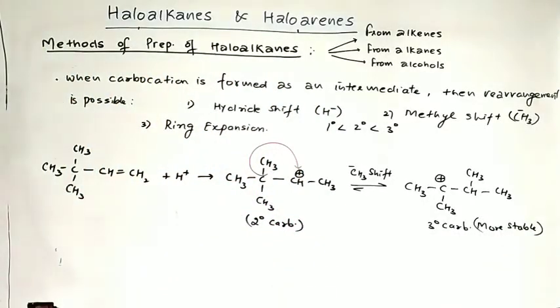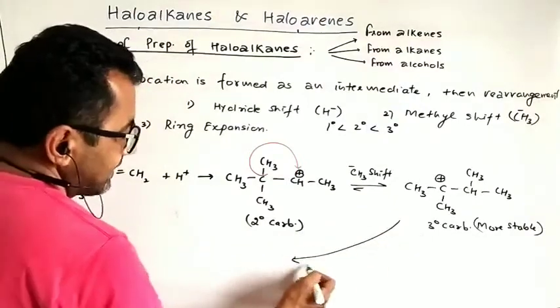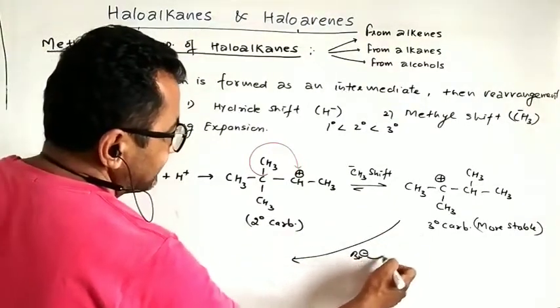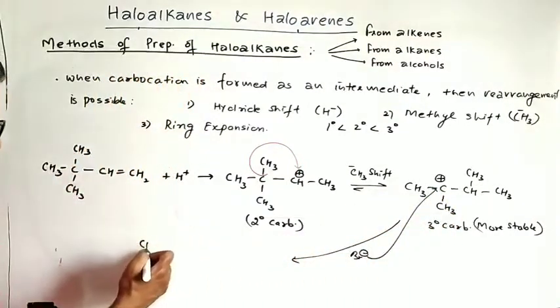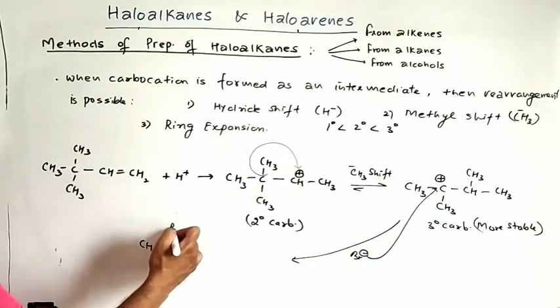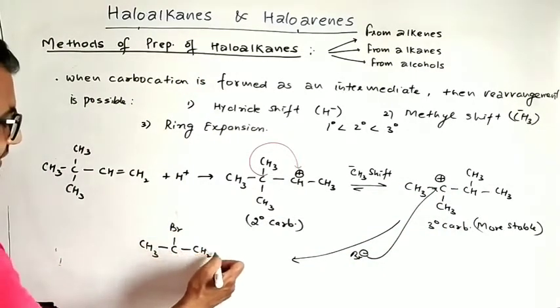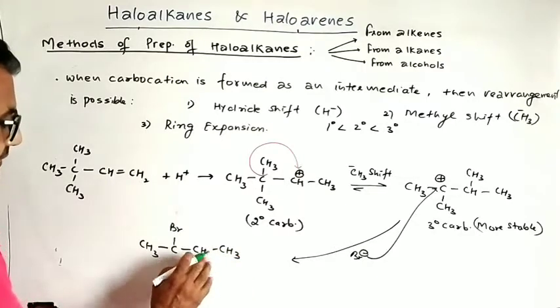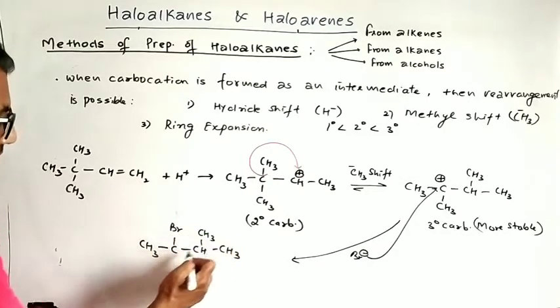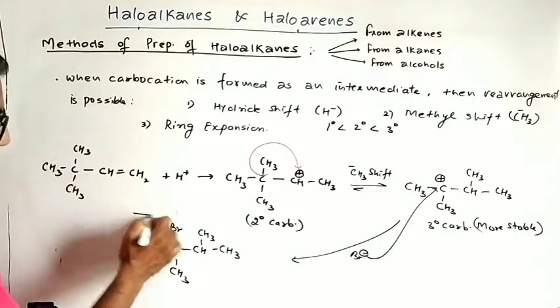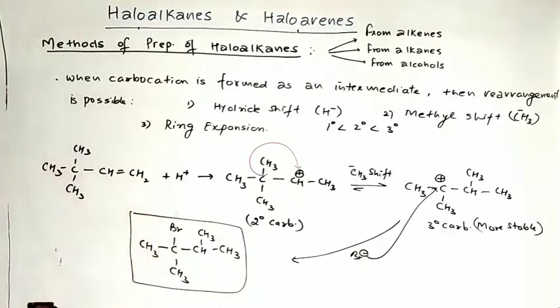Then what next? Next is adding Br negative here to produce the product. So this will be your major product in this case. There is also a methyl group. Okay, so after rearrangement you will get this product.